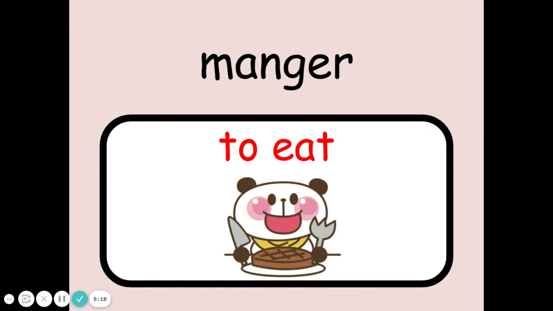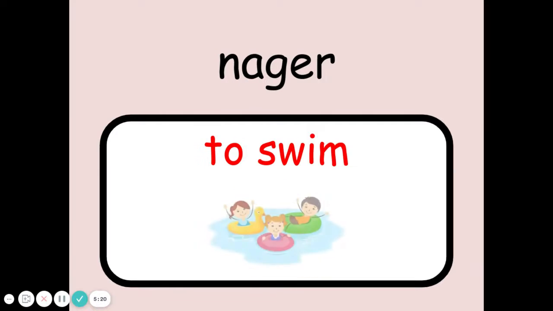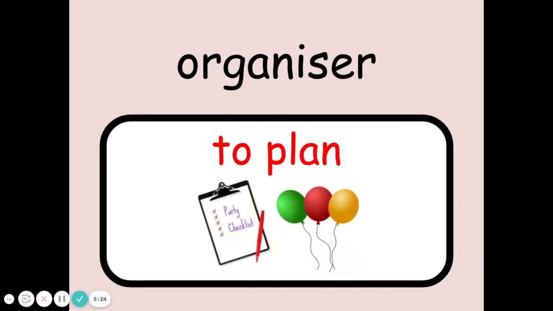Manger, to eat. Nager, to swim. Organiser is to plan, like to organize a party, to plan a party, to plan an event. It's not like to organize your locker. No, so it's to plan something.